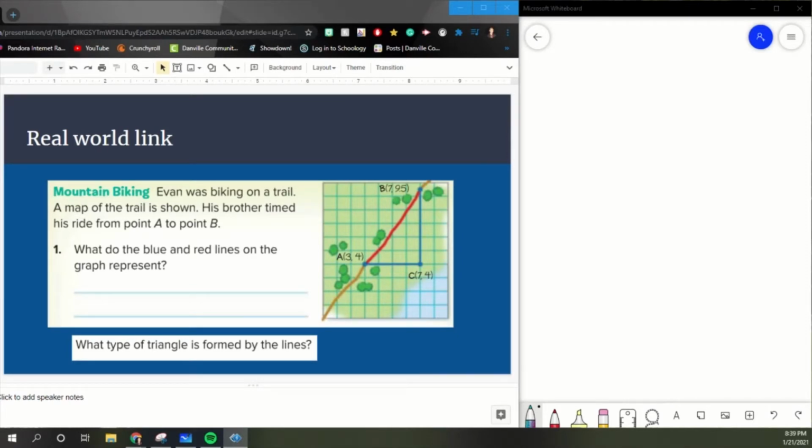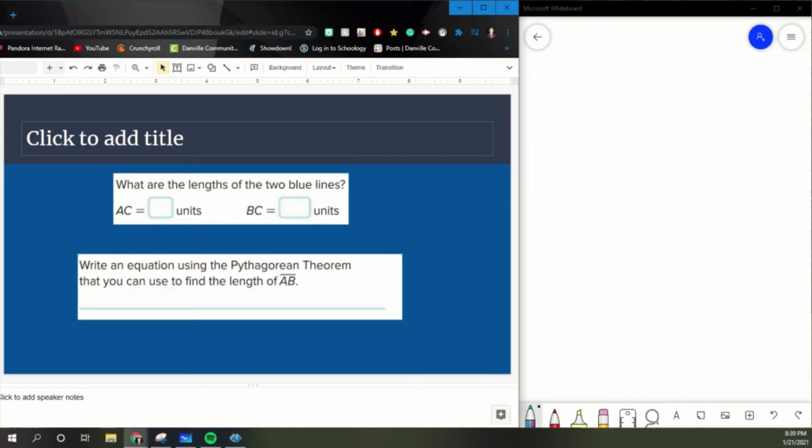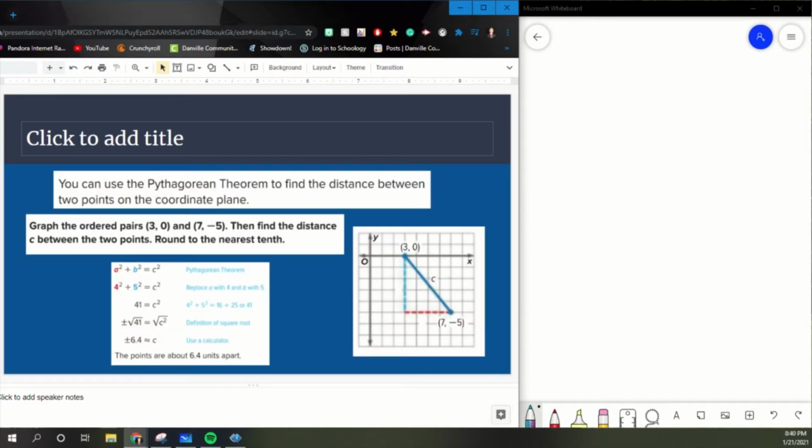I just quickly wanted to go over a couple examples in case you need to see these. So I'm going to skip this intro problem because you should know that the blue and red lines represent distances on the graph and that forms a right triangle. So then we can use the Pythagorean theorem. You can use the Pythagorean theorem to find the distance between 2 points on a coordinate plane.